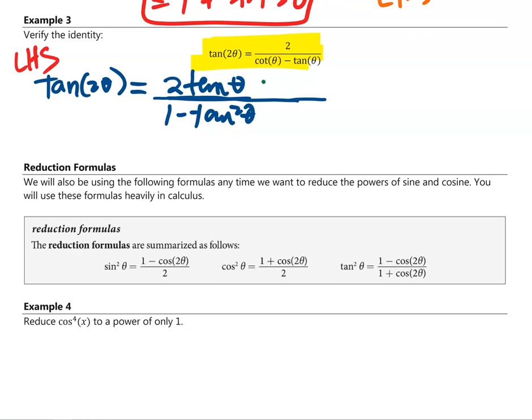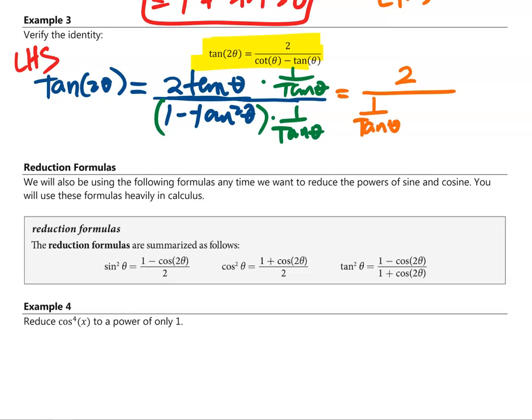We can multiply both numerator and denominator by 1 over tangent theta. When we do that, 2 tangent theta over tangent theta is just equal to 2. And then distribute 1 over tangent theta. So this is 1 over tangent theta minus tangent squared theta over tangent theta.